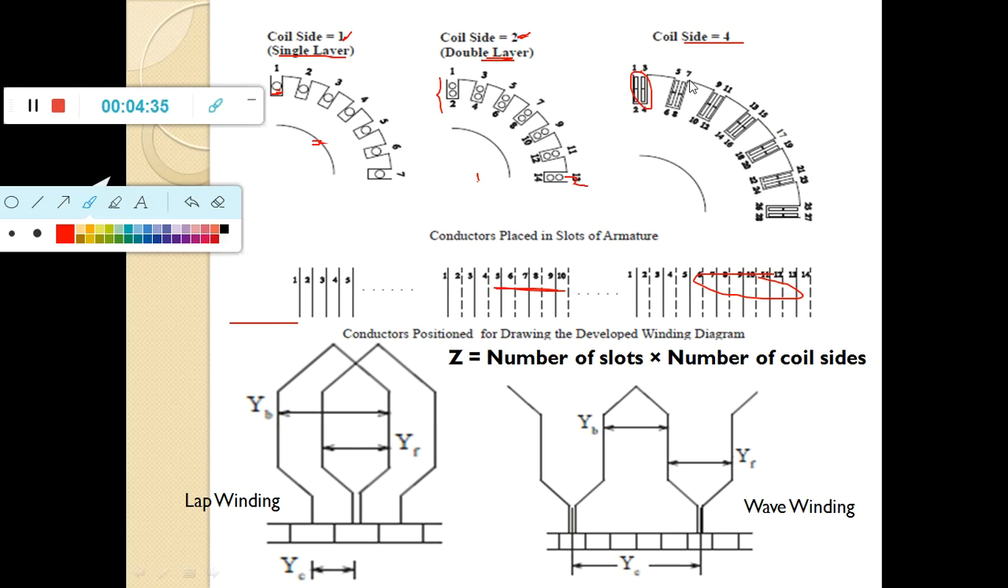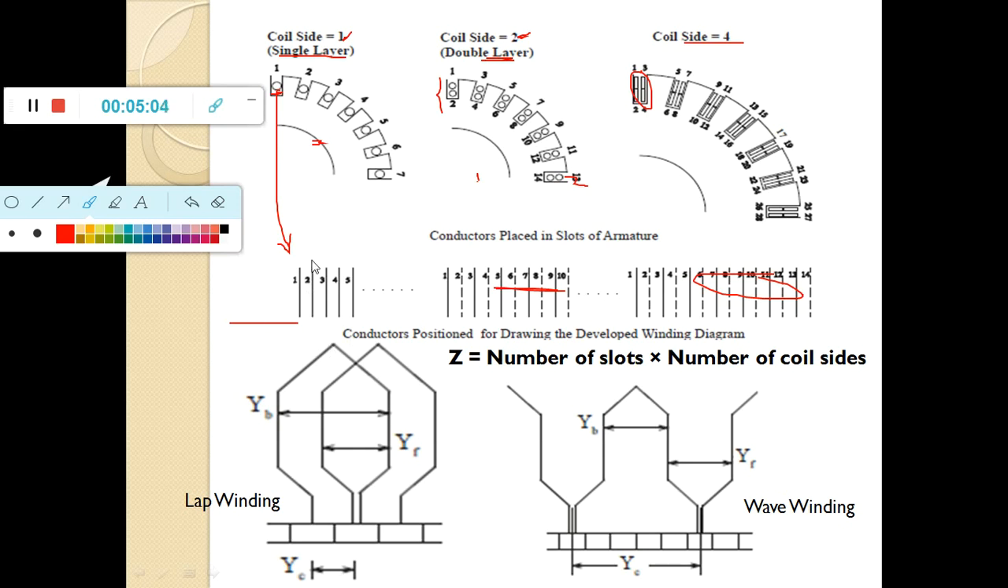So how do we represent these in your AutoCAD drawing? For example, if I take a single layer, all the conductors are visible because I have only one conductor in each slot. These visible conductors are represented by using a continuous line. This is how we can represent a visible conductor.